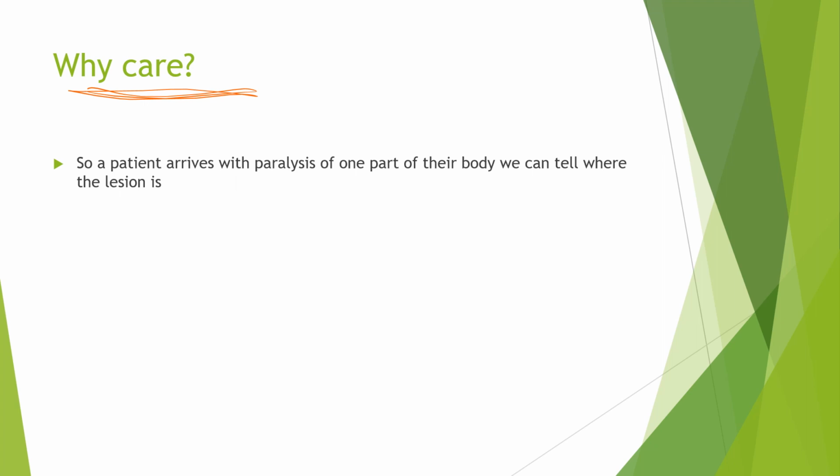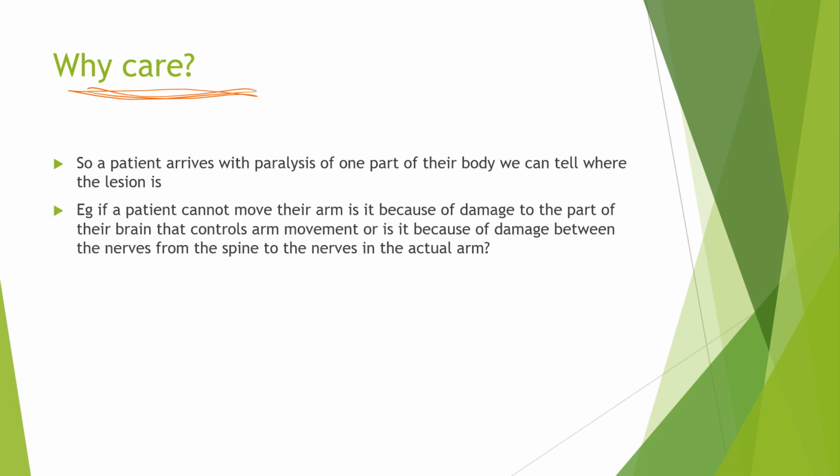Why care? The example here I'm giving is a patient arrives with paralysis of one part of their body. We can use our knowledge of the nervous system to tell where the lesion is. We use this word lesion fairly frequently in neurology. Effectively, that encompasses things like stroke, if there's a bleed there that's damaged the nerve cell, or if there's a tumour there that's damaging the nerve cell, if there's an interruption in the nerve's ability to transfer its information, such as if it's broken, or if there's damage to the bone nearby. You can have any number of reasons why the nerve cell is damaged, so we just use the word lesion to encapsulate all of those things.